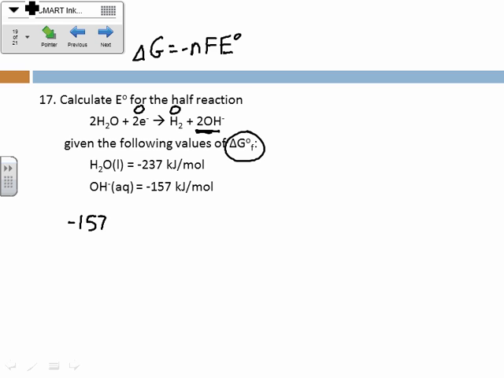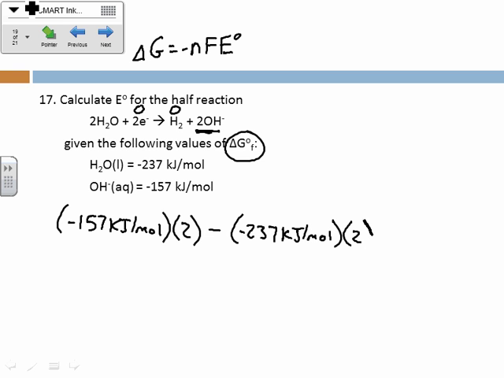So negative 157 kilojoules per mole times 2, right? Because we have a coefficient 2 in front of the OH minus, so watch that. Minus the reactants, which is negative 237, again kilojoules per mole, times 2 for the H2O, and that should give us our number, okay? Should give you 160 for your delta G. Okay.